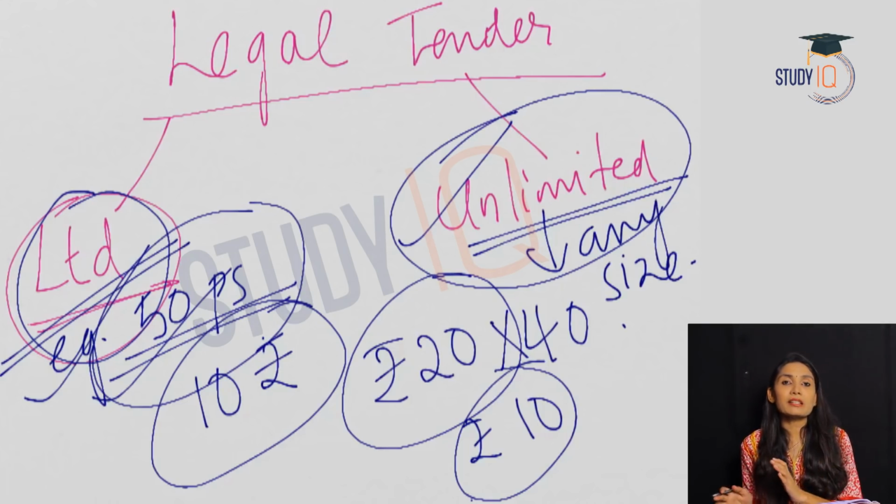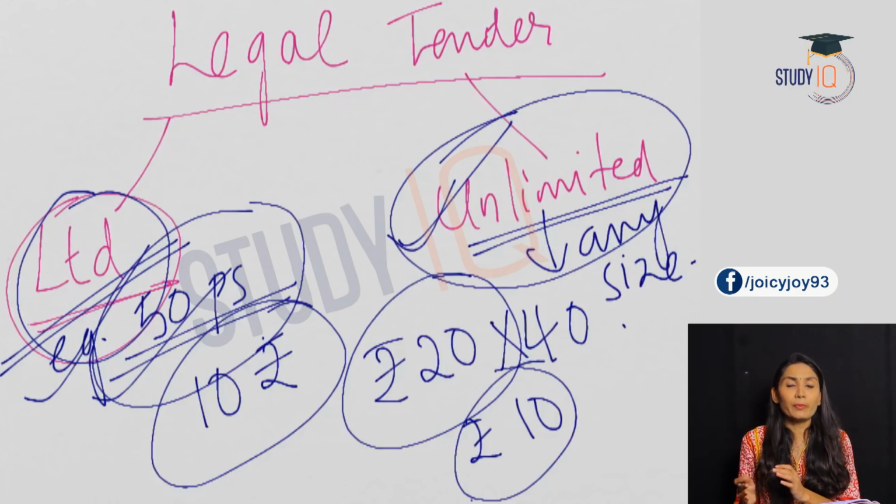If you make a purchase of rupees 1000 and you are giving the shopkeeper 100 10 rupee notes, it is compulsory for the shopkeeper to accept the 10 rupee note. He cannot say that, no, I cannot accept such smaller denominations, you will have to give me denominations of 100 rupees and more. No, he cannot say that. 10 rupee is a legal tender. It is an unlimited legal tender and he is obliged to accept those 10 rupee notes from you. So that is the case with unlimited legal tender.